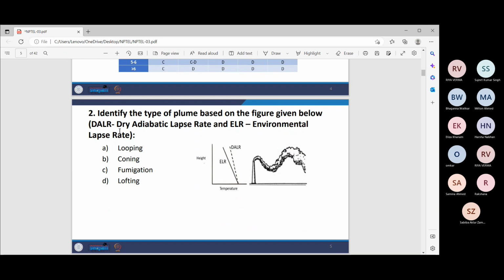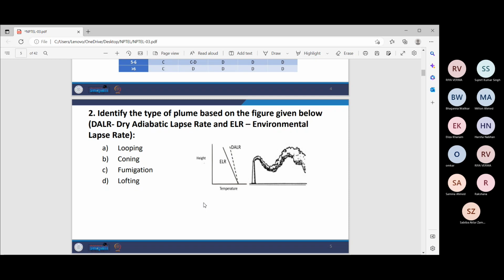Identify the type of plume based on the figure given below. Here DALR is the dry adiabatic lapse rate and ELR is the environmental lapse rate. And the options are option A, looping, option B, coning, option C, fumigation, and option D, lofting. So in your class, you must have read which one? Looping. Looping, correct.